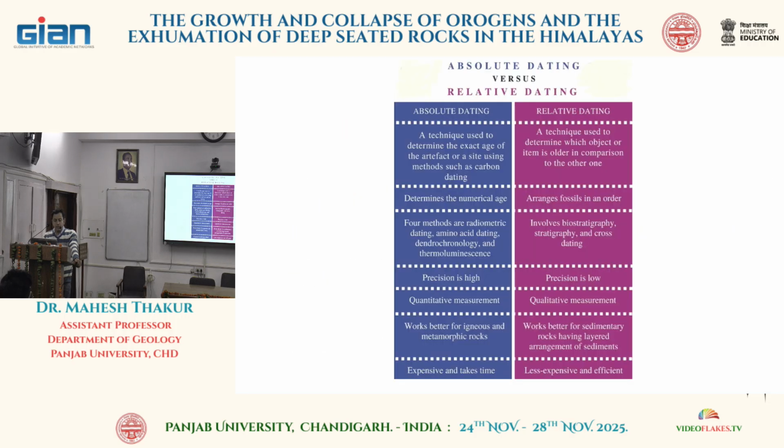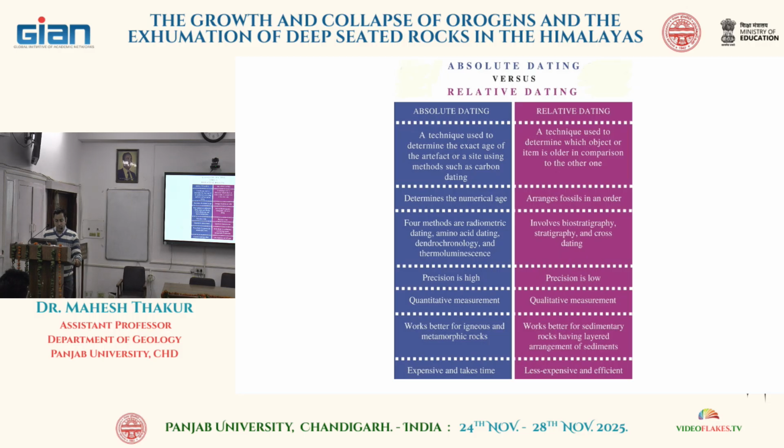Absolute dating is a technique used to determine the exact age of artifacts or a site using methods such as carbon dating. Relative dating is a technique used to determine which object or item is older in comparison to another one. In absolute dating, we have a numerical age, and in relative dating, we arrange fossils in an order. For example, paleontologists use fossils to know the age of the rock. So that is a relative method of dating.